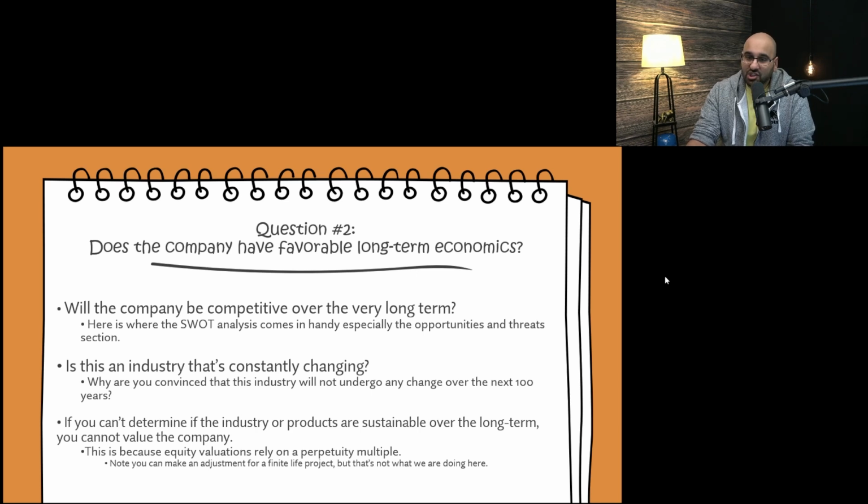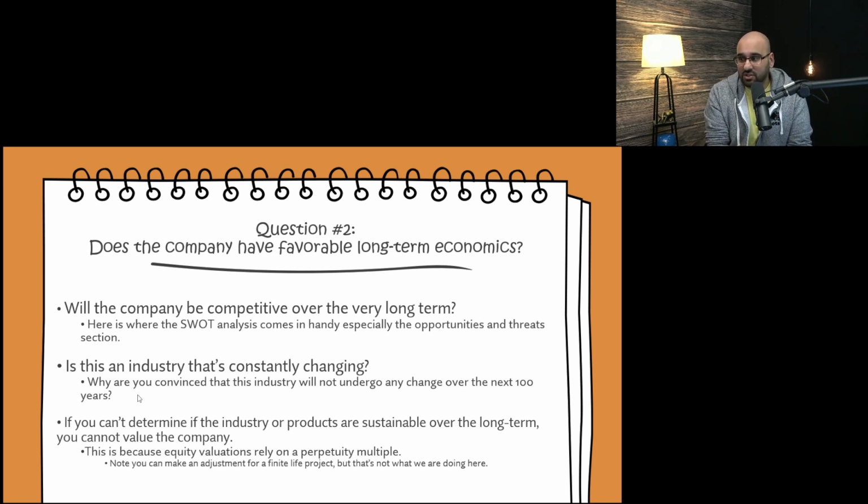And so with that second question, let's dive into a little bit more detail. So, the question really is, does a company have favorable long-term economics, i.e., what is its competitive advantage? What is its moat that will help maintain its competitiveness over the long term? And so the first area is, once again, what I mentioned, here's where the SWOT analysis comes in very handy, especially the opportunities and threats section. Now, the second concept you should be looking at is, what industry does it compete in? And is it an industry that's constantly changing? And so the question I would ask, and this is the high level question, is why are you convinced that this industry will not undergo any change over the next 100 years?